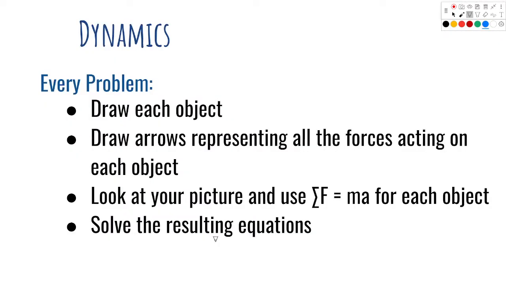Here are the steps. These are the steps I'd like you to follow every time. You need to draw the object. Now, if you had two objects, you could draw both of them, right? Let's say there's a box and it hangs from a string, but that string goes over a pulley to a second box. See how there's two objects that are moving? The pulley's not moving, so we're not interested in it. The string's not an object per se. I've really got these two boxes. Let's call them M1 and M2.